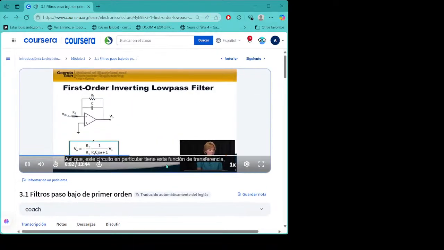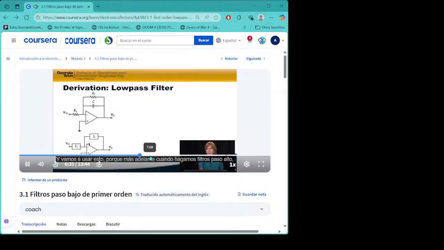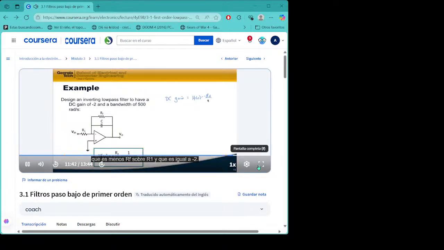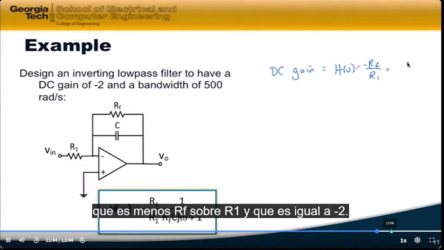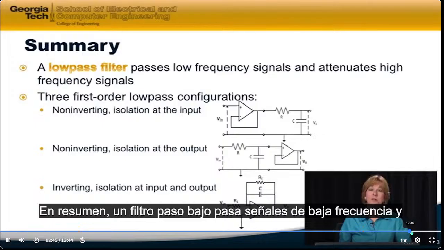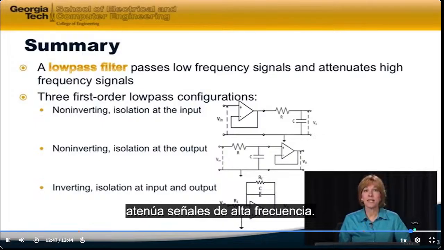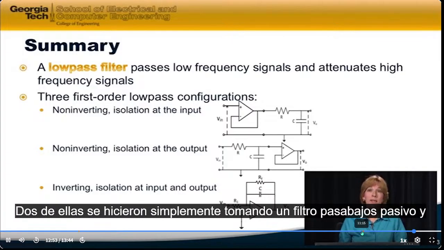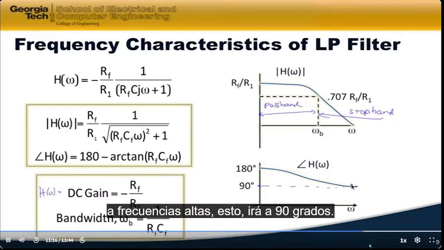This particular circuit has this transfer function. This part is later on when we do high-pass filters, we'll start with this way. Minus RF over R1. A filter passes low-frequency signals and attenuates high-frequency signals. We looked at 3 first-order low-pass configurations.